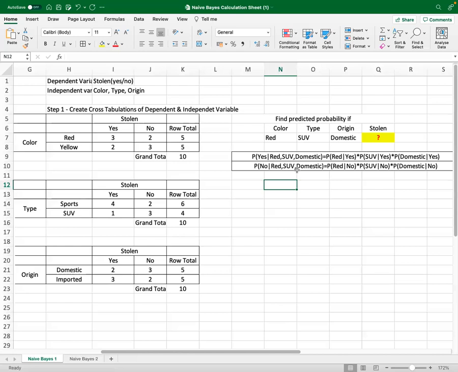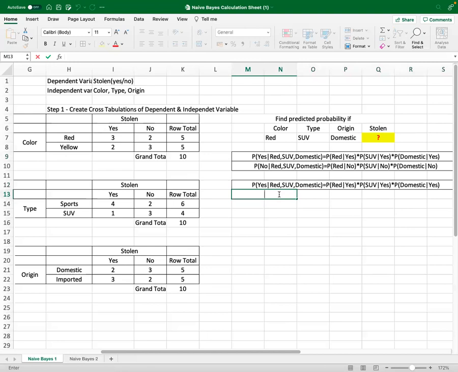Right? Shall we proceed to the calculation? So first we'll calculate this. Probability of red given yes. Probability of red given yes.